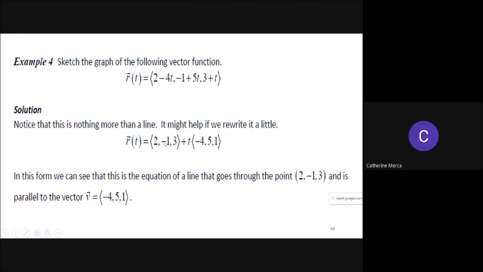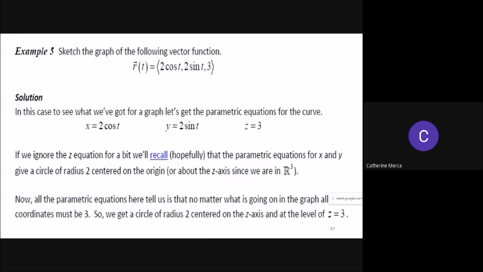So in this form, you can see that this is the equation of the line that goes through the point <2, negative 1, 3> and is parallel to this vector. So ma-recognize nyo na to. This is an equation of a line that goes through this point and parallel to this. So, equation of a line. Next one, graph the following vector function. X is equal to 2 cosine t, y is equal to 2 sine t, and z is equal to 3.